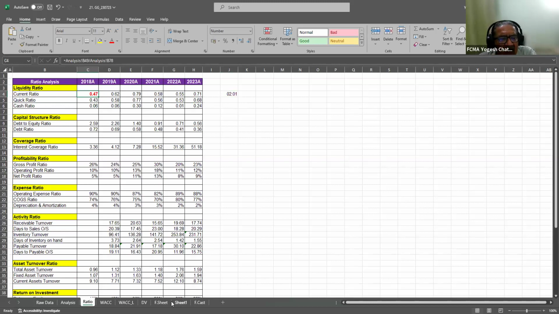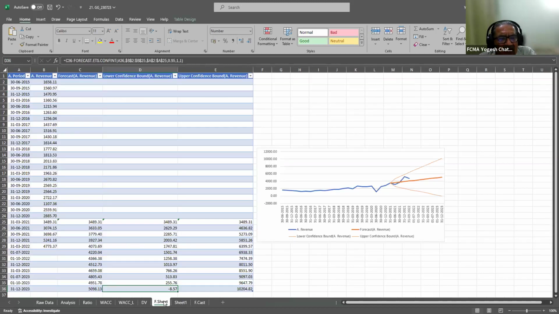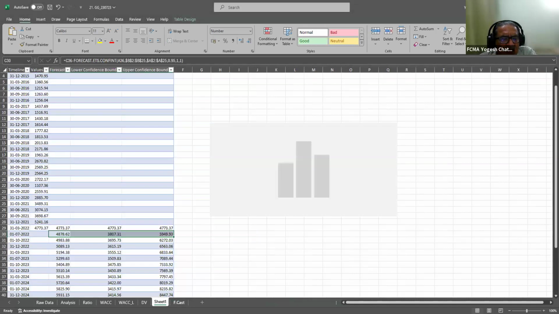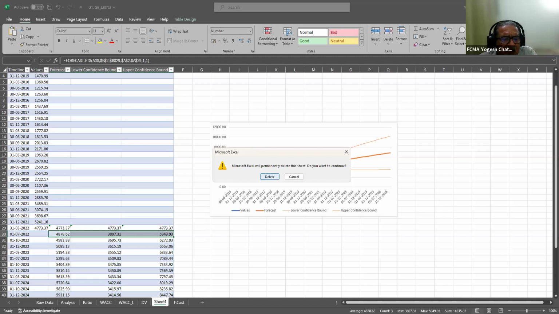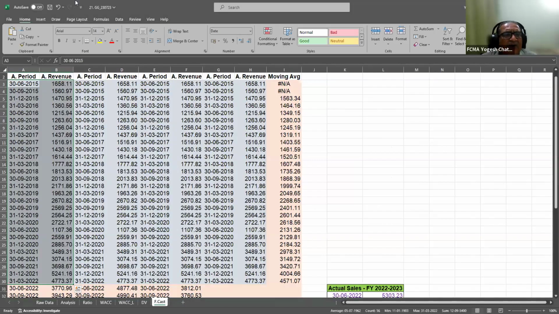And then, I am not aware whether you have made use of Excel for making projections. So I will highlight here this forecast; we will make use of the forecast.